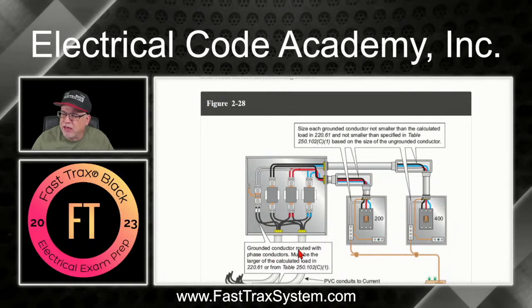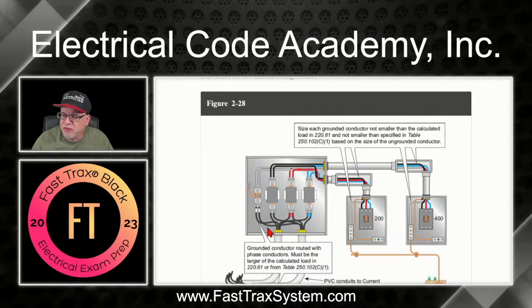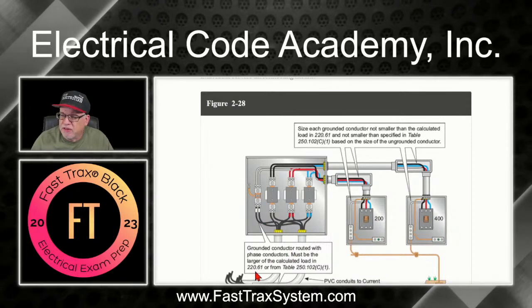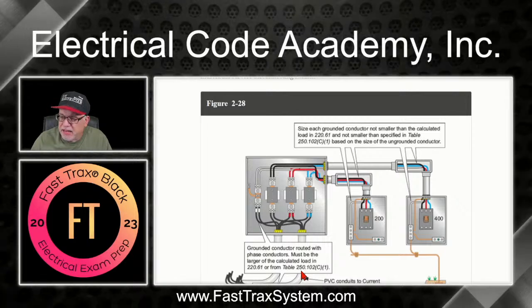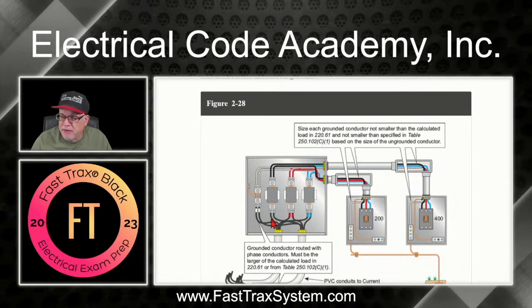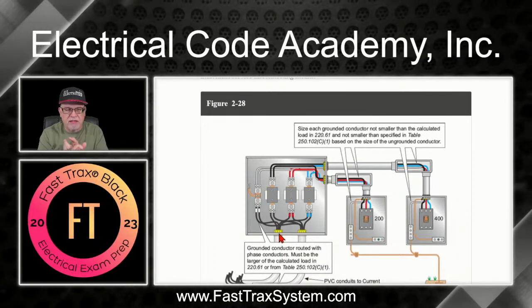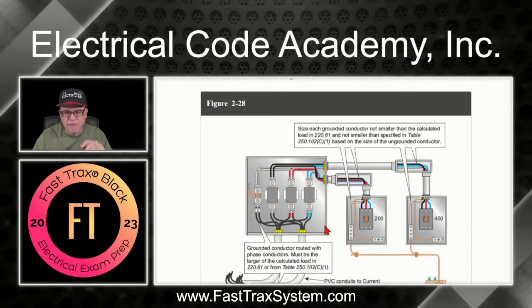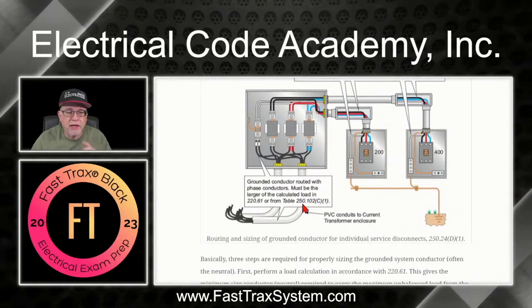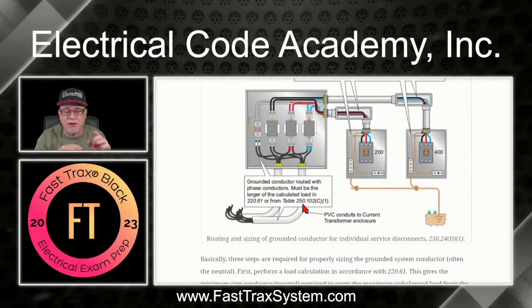Now, in this case, the grounded conductor routed with the phase conductors, these right here, coming from here, must be the larger of the calculated load in basically 220.61, or again, from table 250.102C1, okay? So keeping all that in mind here when we're doing these calculations. We're gonna get into examples, but that's what we wanna show you, the distinction. Here, based on these conductors. Here, based on these conductors here, okay? Straightforward? Okay. Don't worry, we're gonna get deep here, all right?